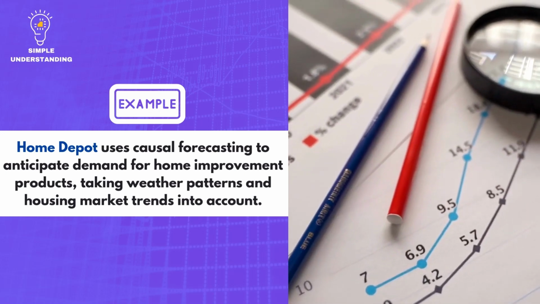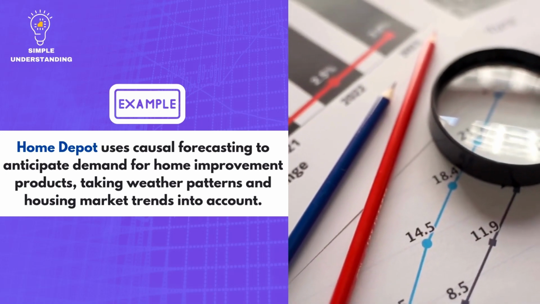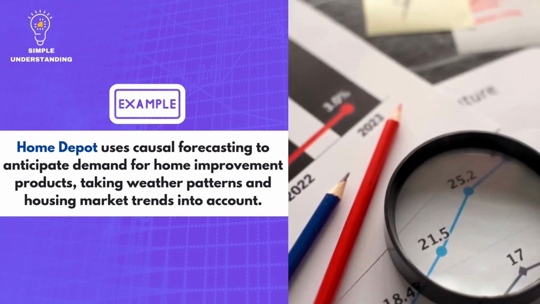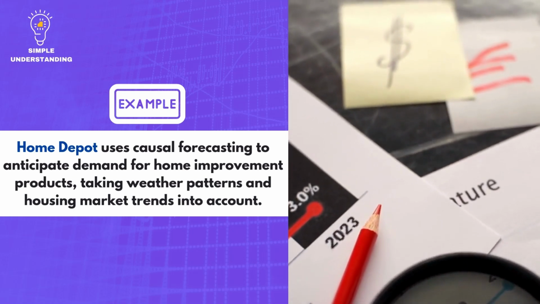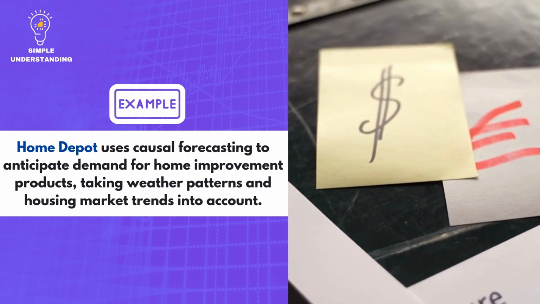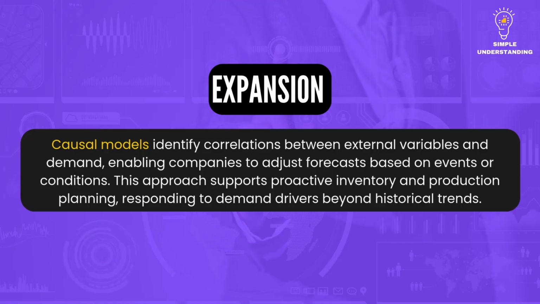Real company example. Home Depot uses causal forecasting to anticipate demand for home improvement products, taking weather patterns and housing market trends into account. Expansion. Causal models identify correlations between external variables and demand, enabling companies to adjust forecasts based on events or conditions.